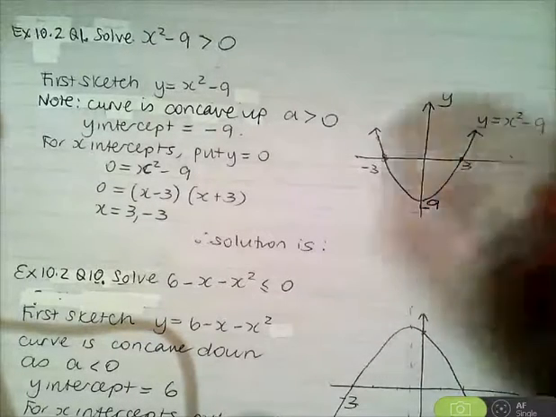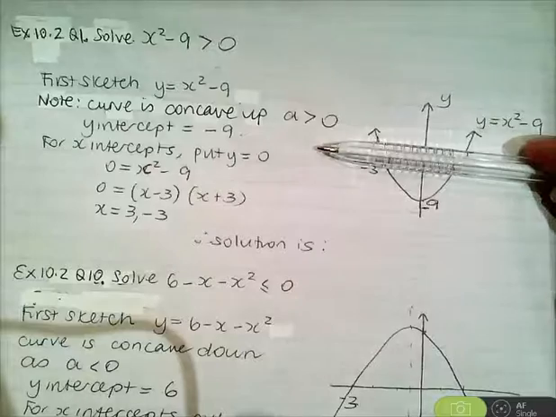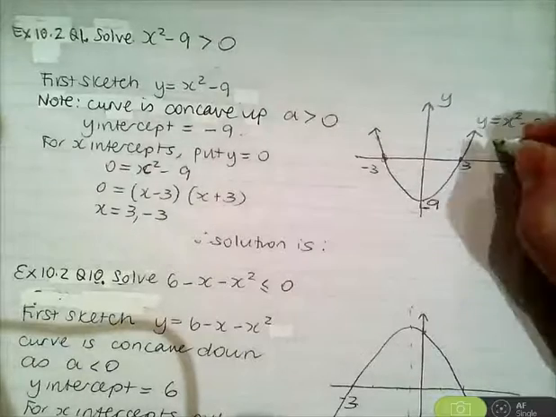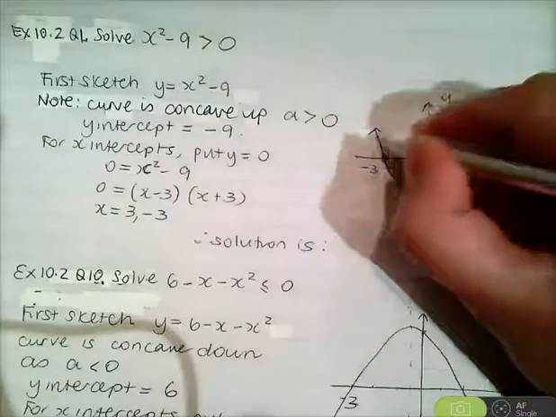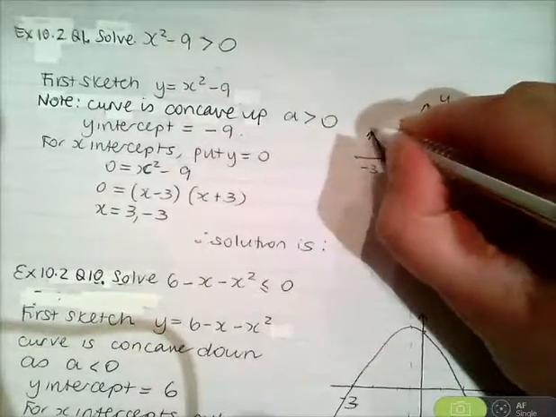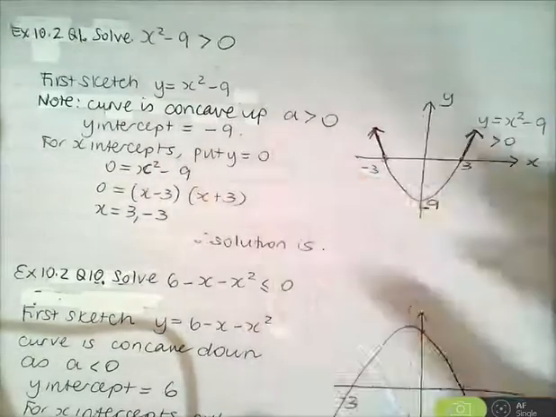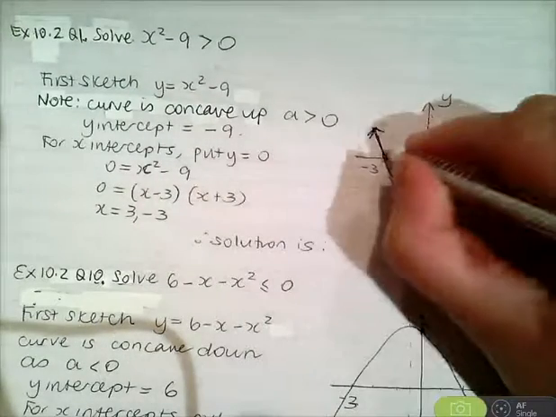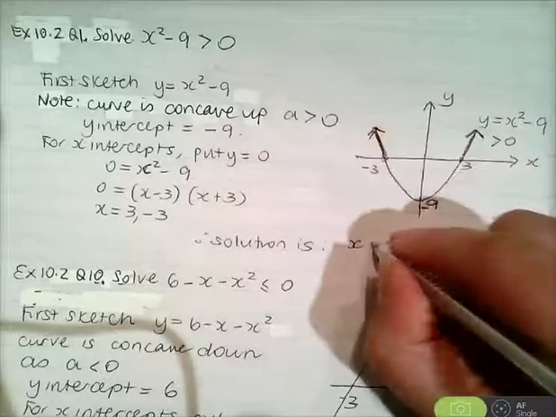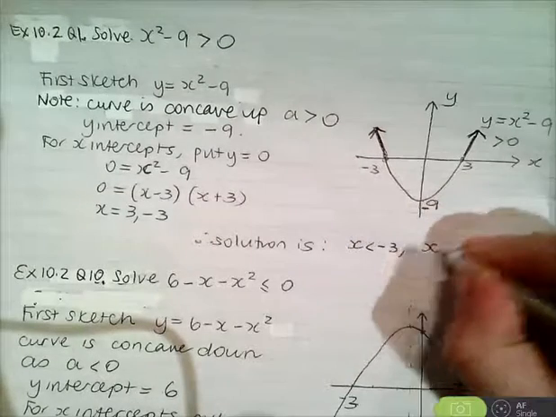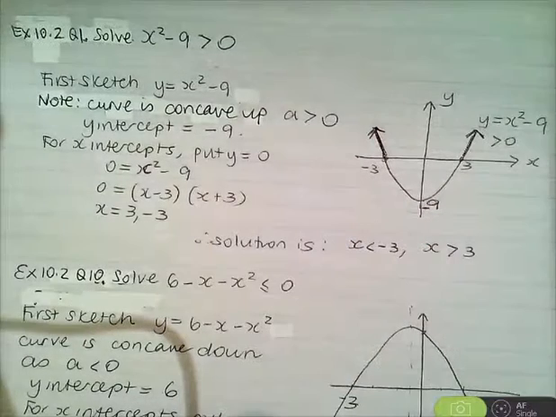So where is this parabola greater than 0? Well, it's greater than 0 above the x-axis. So where is this parabola above the x-axis? We need to give x values here in our solution. So the solution will be for x values less than -3 and for x values greater than 3.